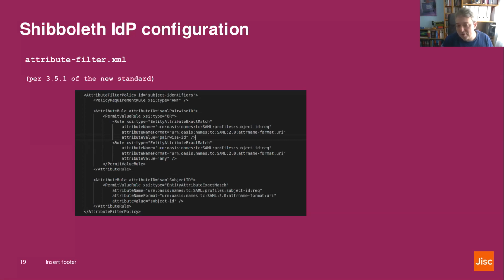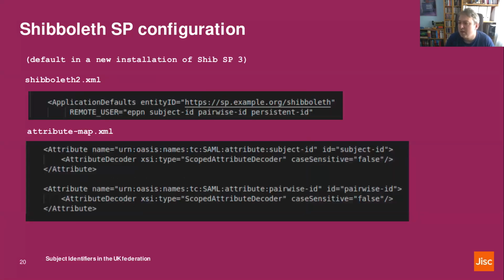So this is all per 3.5.1 of the new standard. If you read the standard document, you'll see that that's in there. So the SP configuration is quite light for the service providers, and we're going to start creeping into the discussion about service providers now. eduPersonPrincipalName is the first one used in the remote user attribute. So if you've got that, and then you've got the subject ID, the pairwise ID, and persistent ID. So it follows in that order.